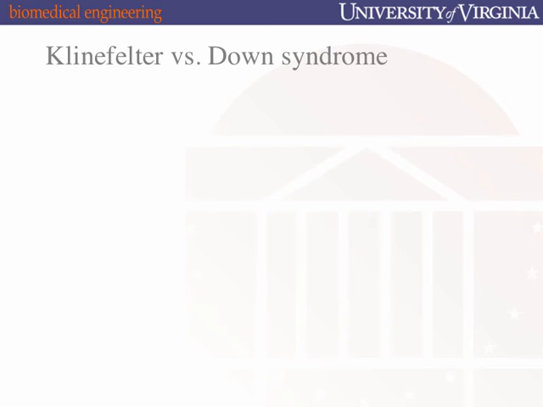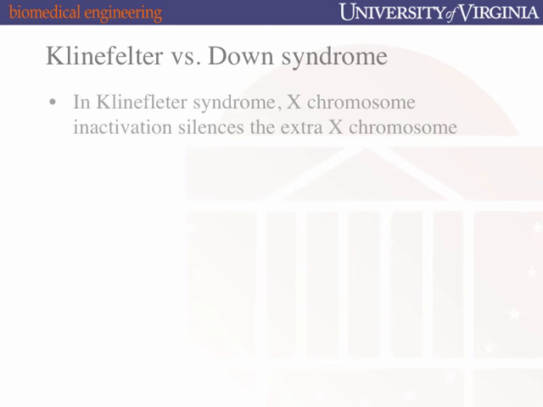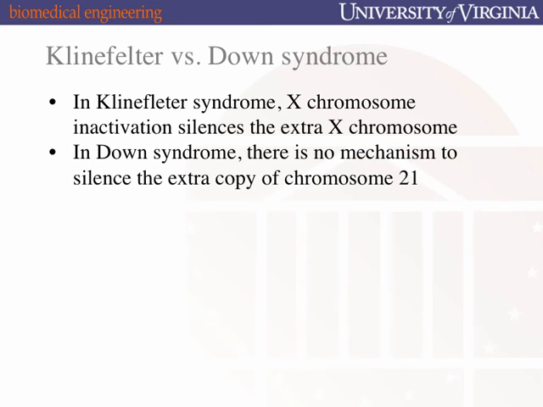So now we have the explanation of Klinefelter versus Down. In Klinefelter syndrome, X inactivation occurs on all X chromosomes except the one that remains active. So the extra X, if you have a third X, two X's and a Y, will get silenced, and the defects are relatively minimal. There's only a handful of genes that escape X inactivation, and they're the ones that ultimately give rise to the fertility defects. But with Down syndrome, you have no mechanism.